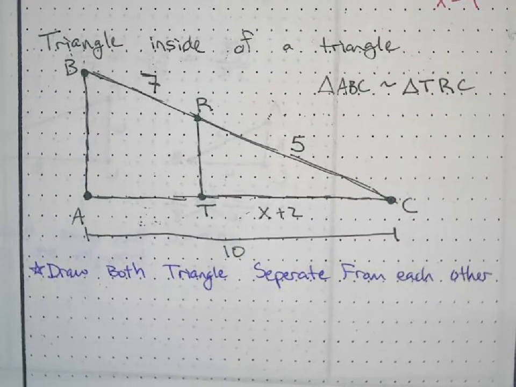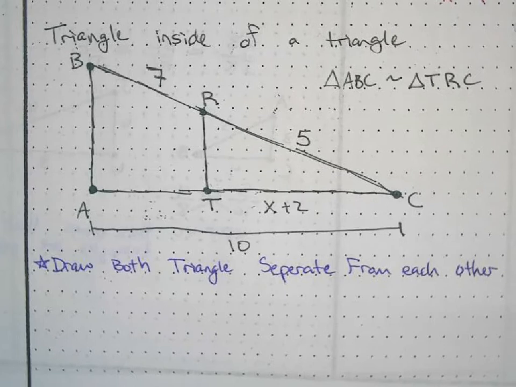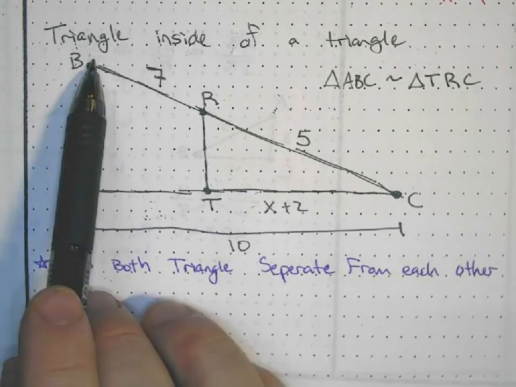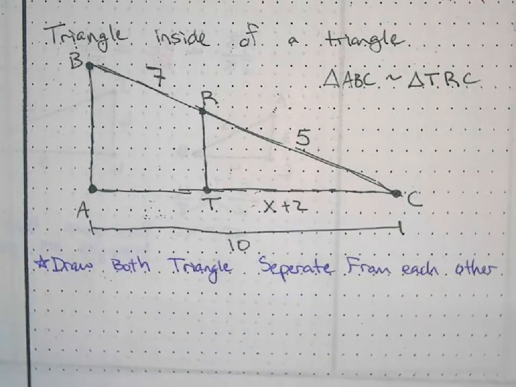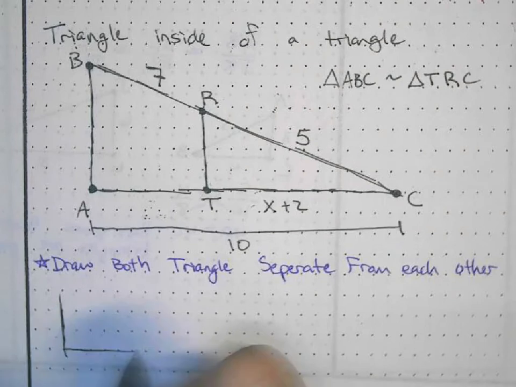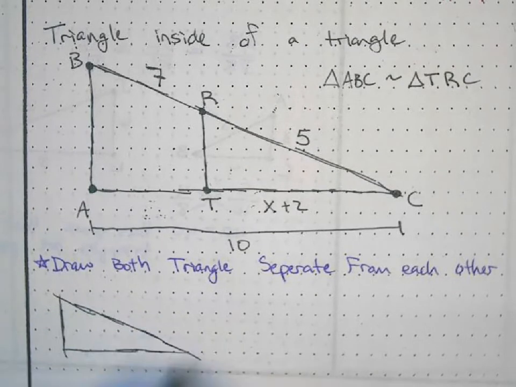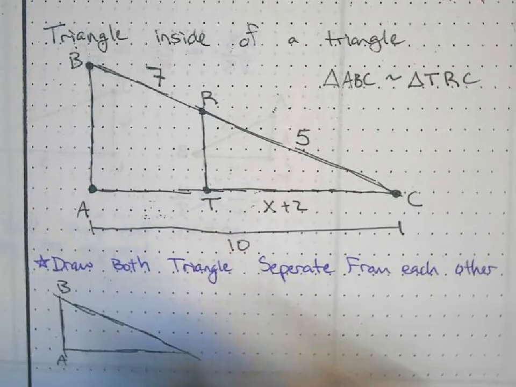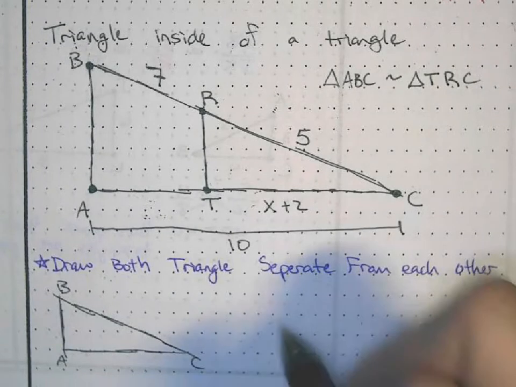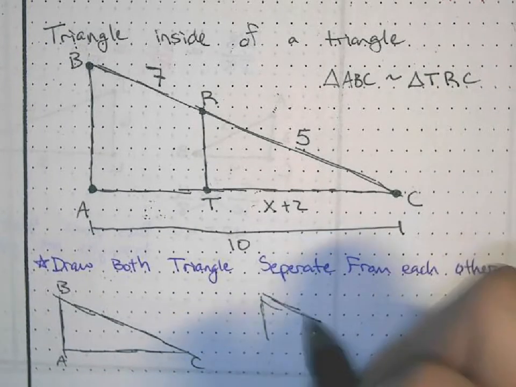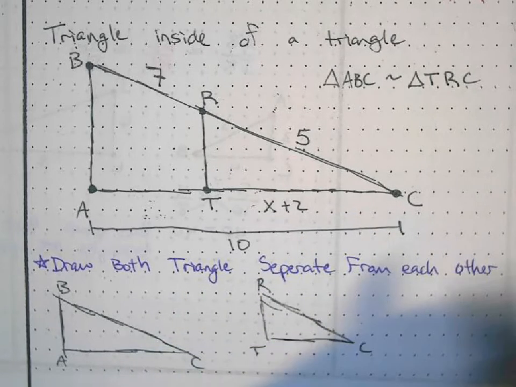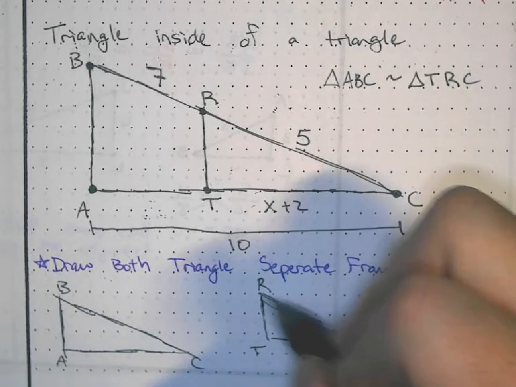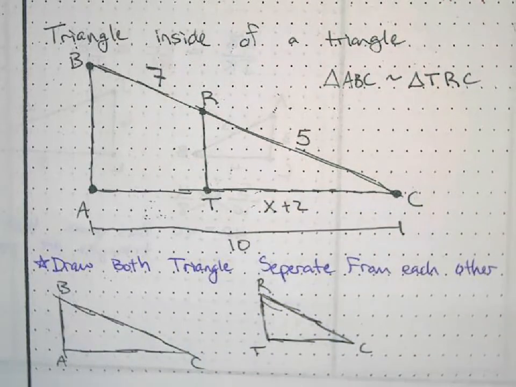And it doesn't have to be perfect, it's just a rough little sketch to help us collect our thoughts. So I see the big triangle ABC, and then I see the little triangle TRC. I'm just drawing a rough sketch, ABC, and then I'll draw my triangle TRC separately. It just helps us see everything and not get overwhelmed or confused.